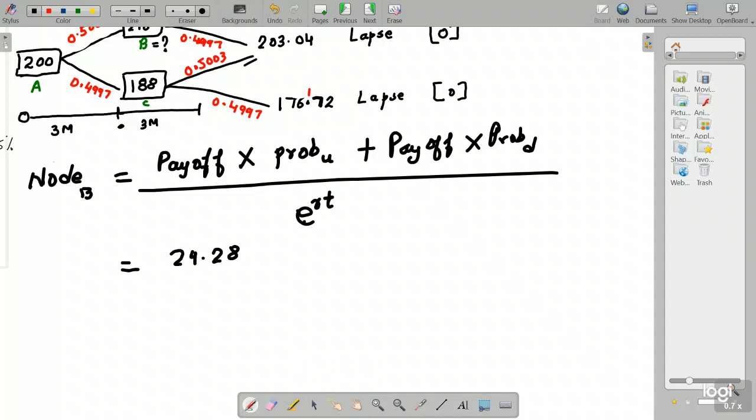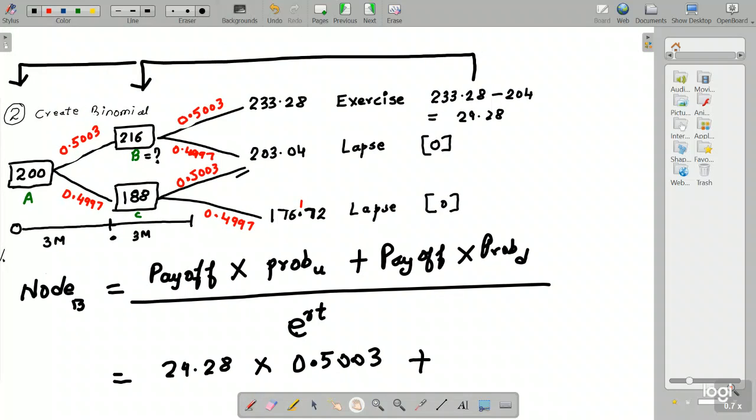Which was already 29.28 times, what is the probability? The probability of an upward trend you have already calculated, 0.003, right? Plus, what is the payoff? You'll say that there is no payoff because you're not exercising, and you can just verify. It is lapse. In a downward trend, it is lapse.